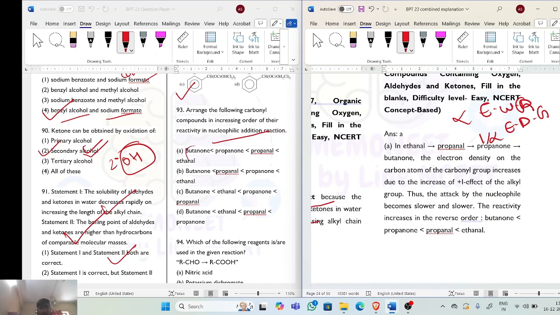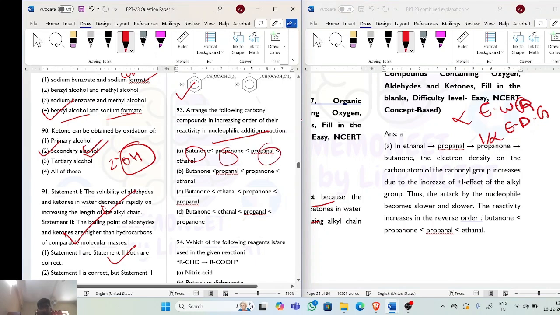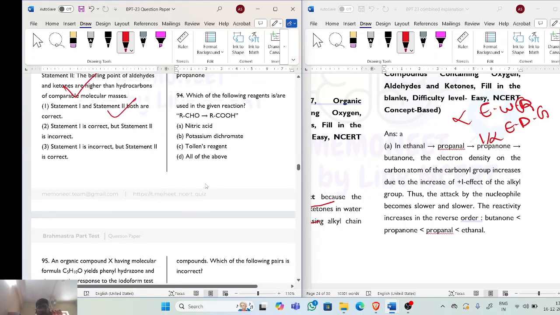We have a ketone group on this side, we have propanone, then we have aldehyde, then we have ethanal. First of all, the electron withdrawing power of aldehyde is more as compared to ketone. So propanal and ethanal will have the higher order. The shorter the chain, the lower the plus I effect, hence ethanal will have the highest, then propanal, and then butanal. So the correct answer is option number A. Now question number 94.